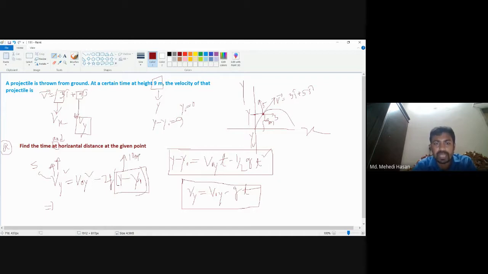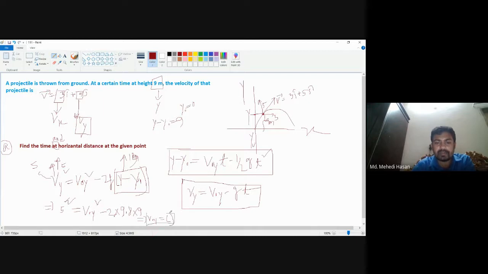So if you use 9 here, then you can use here 5, because y component velocity, y component 5 at 9 meter height, then it will be 5 square is equal to v naught y square minus 2 into 9.8, g is 9.8, into 9, then you can find out easily v naught y using the calculator, you will get v naught y.